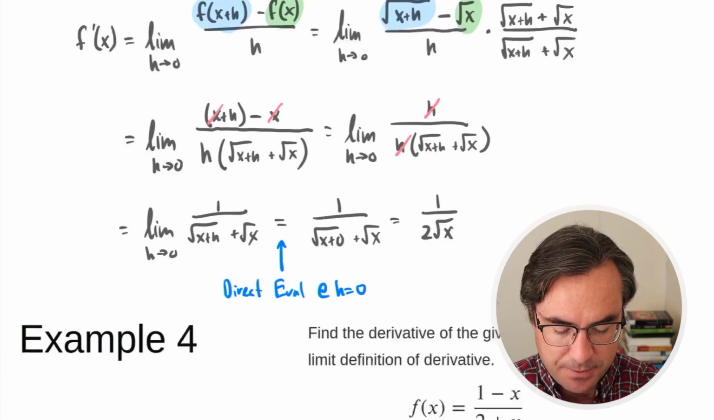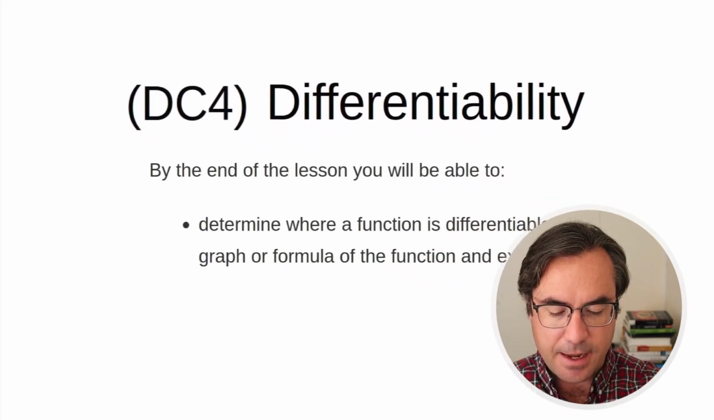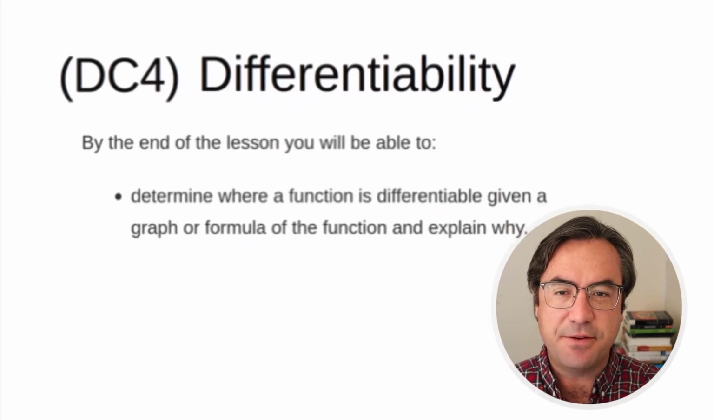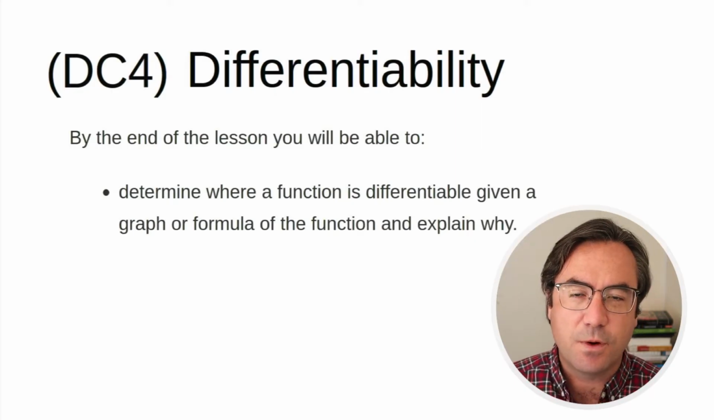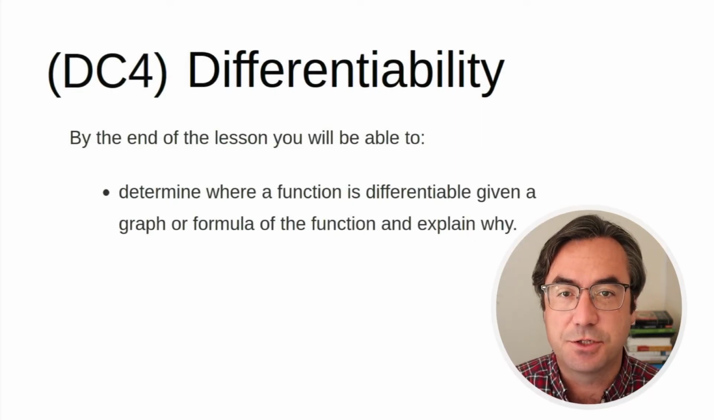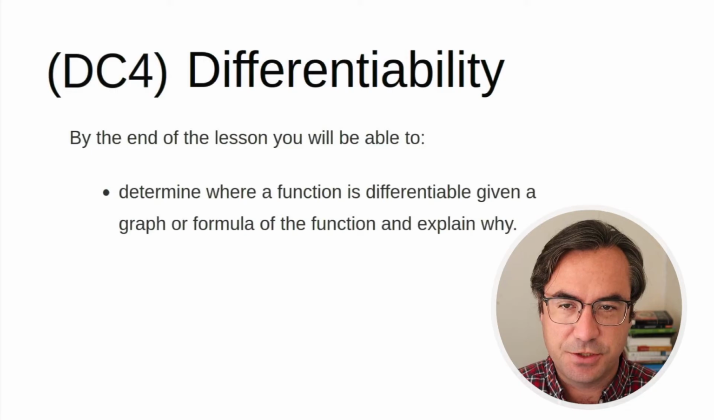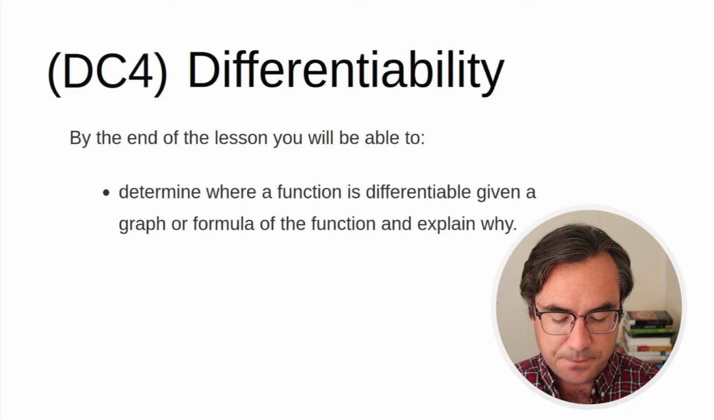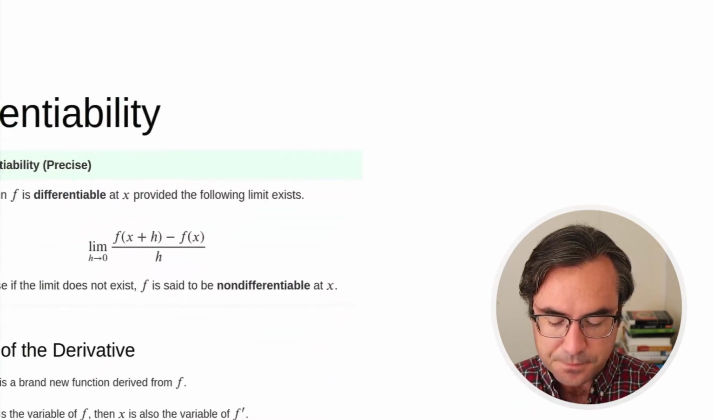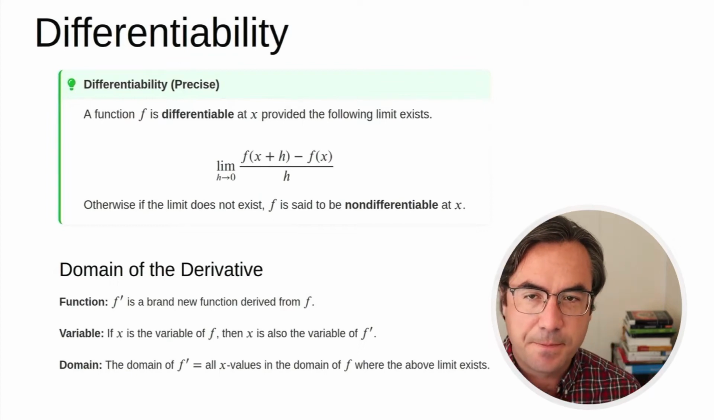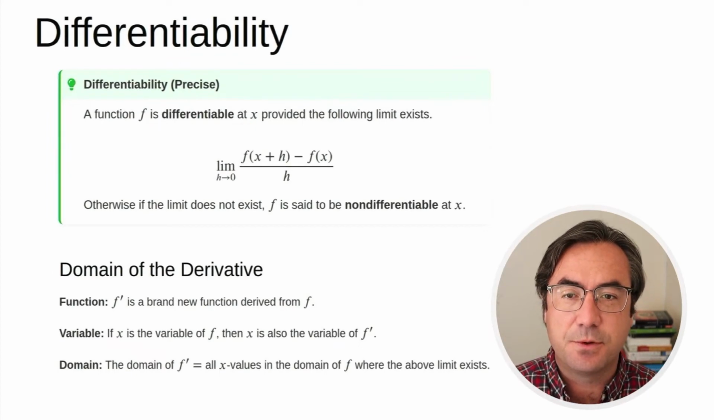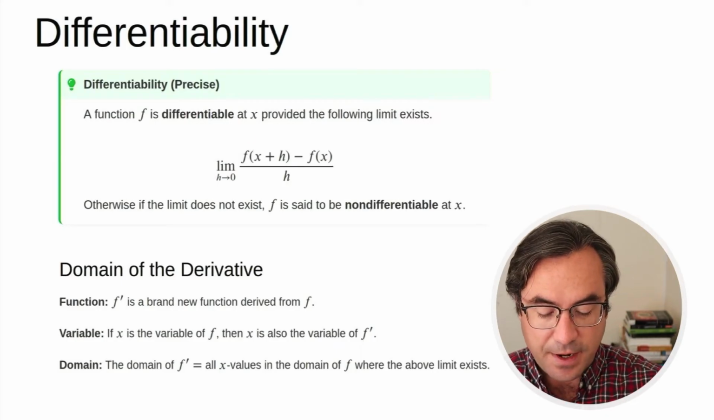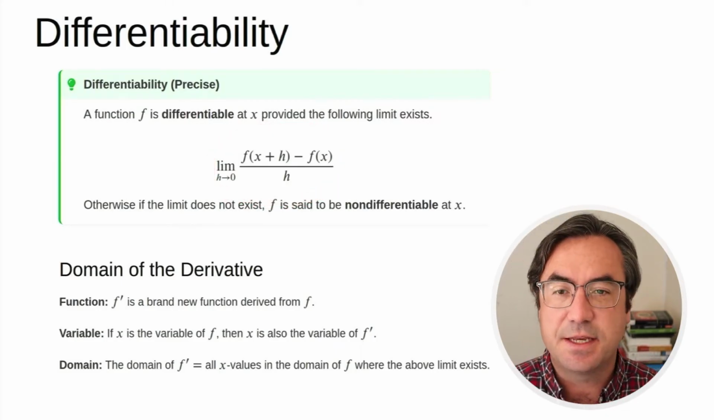So I want to jump to the next section here and start looking at the definition of what does it really mean for a function to be differentiable. And we'll see some different interpretations of this. So differentiability, as we've seen, a function f is differentiable at x provided this limit exists.